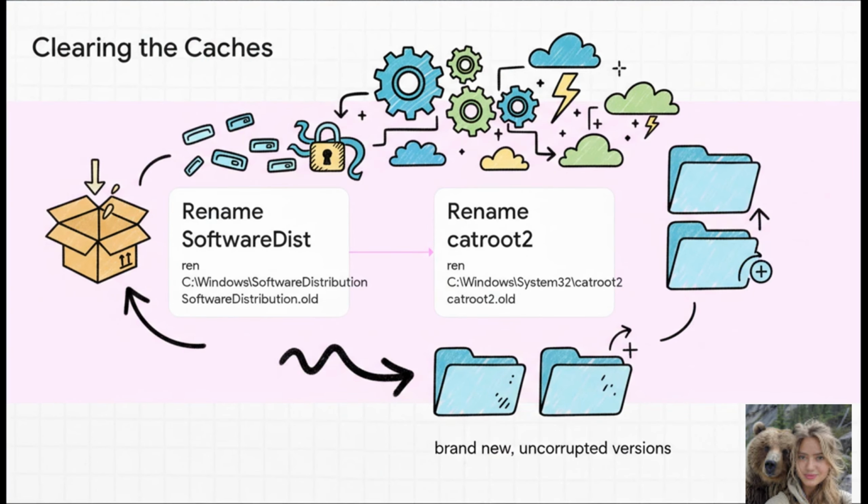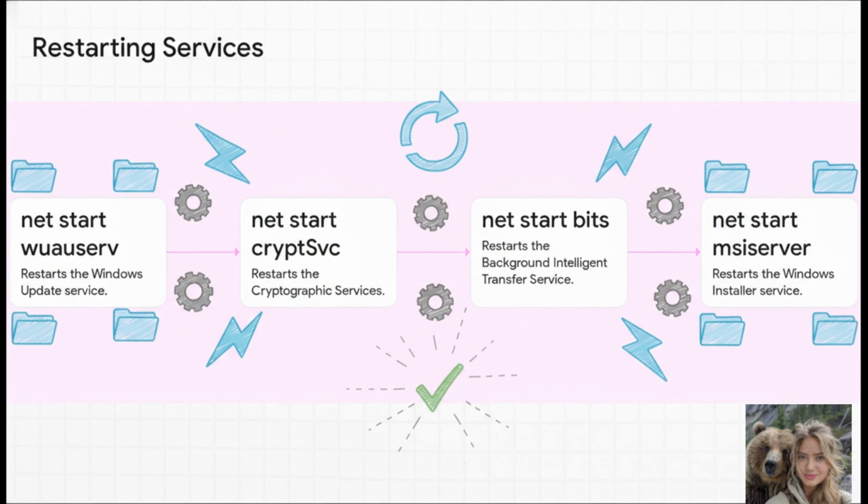Pay attention here. We're not deleting these folders, we're renaming them. That's the key. SoftwareDistribution is where the update downloads live, and Catroot2 holds their security signatures. By renaming them, we force Windows to create brand new, totally fresh versions when the services restart, and we still have the old ones just in case we need to look at them later. And now we just bring everything back online. We restart those same 4 services, and the system will automatically rebuild the folders we just renamed. It's now ready to download a totally clean copy of the update.